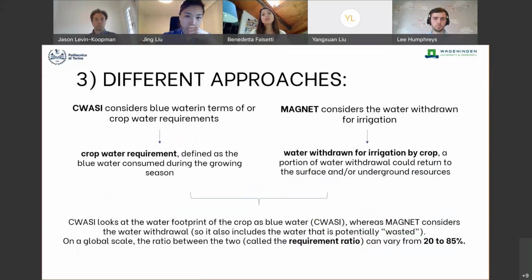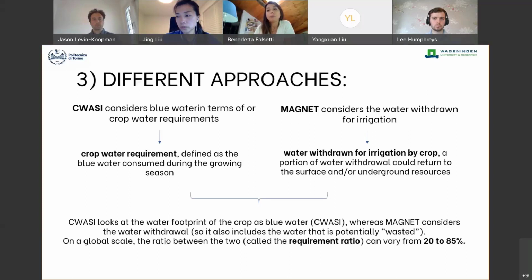But the question is why we want to compare and also to adjust water data used in MAGNET, because there are some differences in the calculation methods of this water. In fact, the QUASI database considers virtual water in terms of crop water requirement, defined as the water consumed during the growing season. MAGNET, on the other hand, considers irrigation water in terms of its withdrawal for a specific crop. So we can say that a portion of water withdrawal would return to the surface and be used again. Therefore, water withdrawal used in MAGNET may overestimate the net consumption of water.